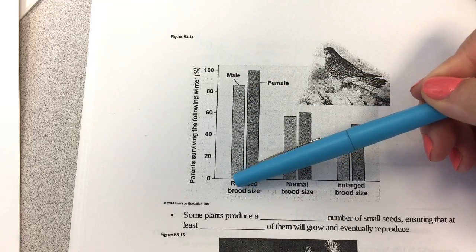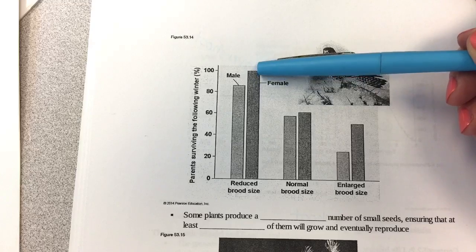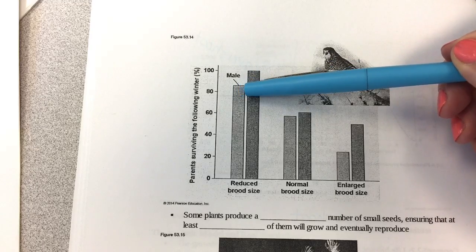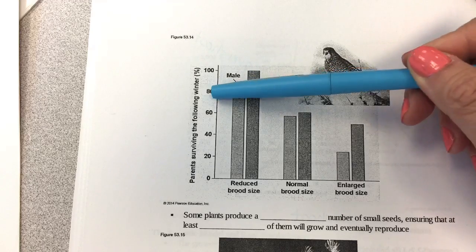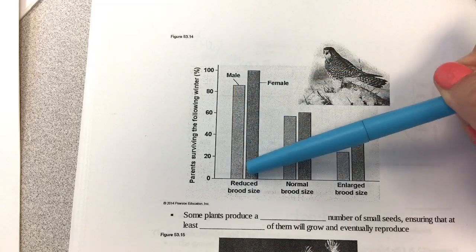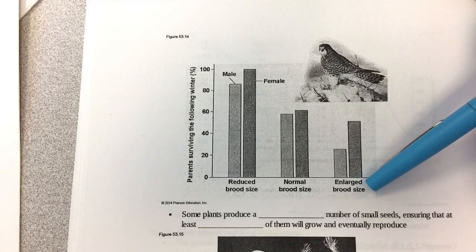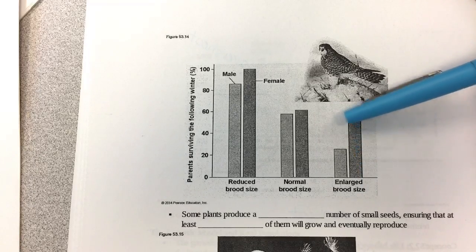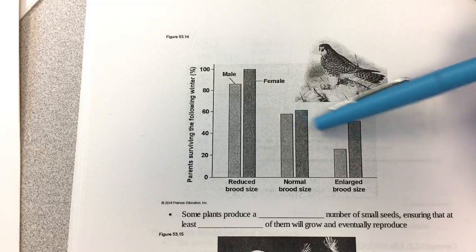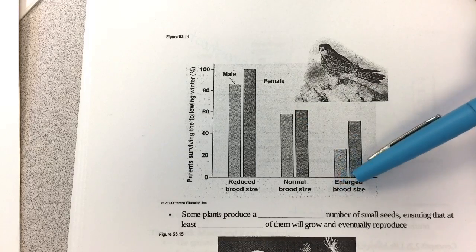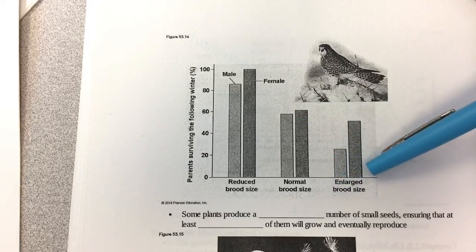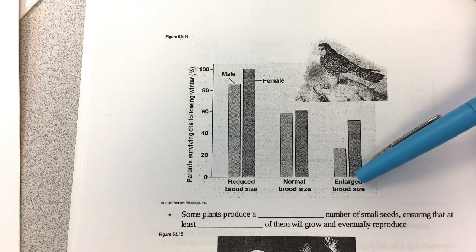The reduced brood size is almost 100% in females and 85 or so percent in males. So you have a high survival rate here. But look at what happens the bigger the brood size gets. The survival rate goes down, way more in males than females, but still it goes down.